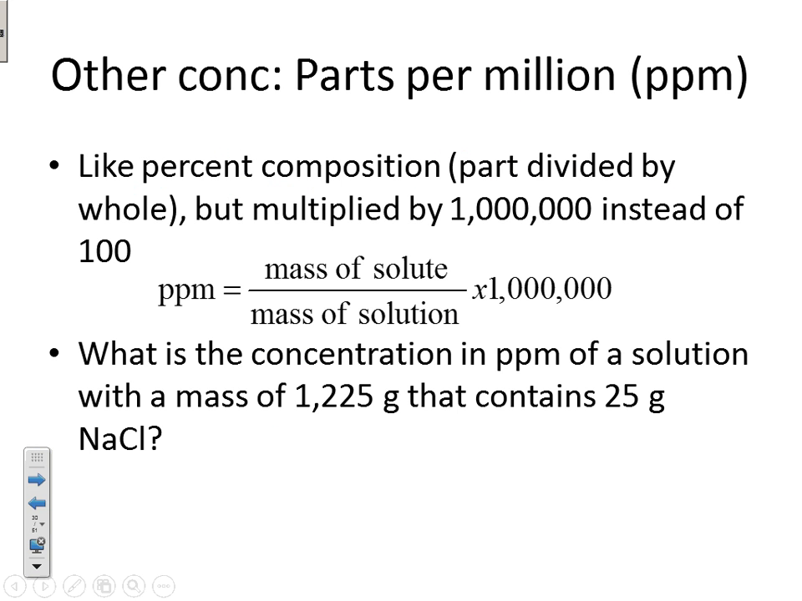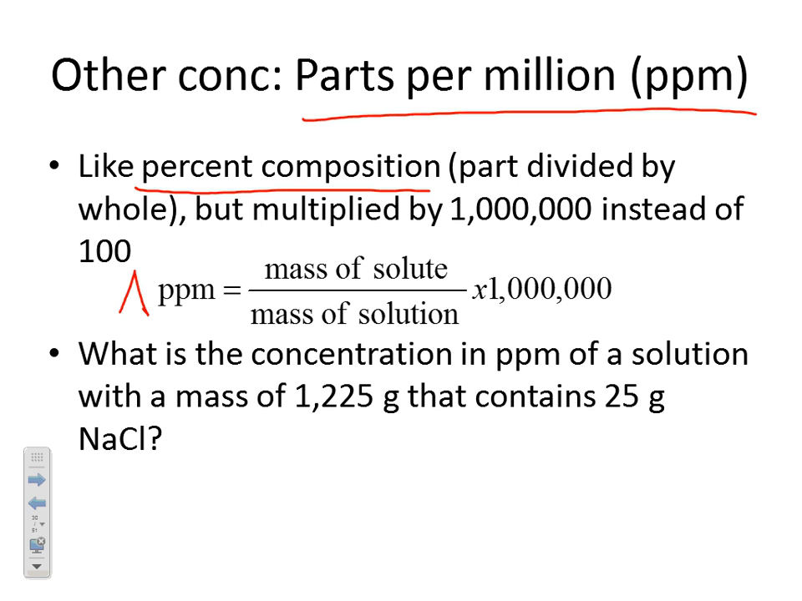We have one more unit for concentration, and that's called parts per million. You'll notice that that is on your reference table T, all the way on the back. Parts per million is almost exactly like percent composition. How do you find percent of anything? It's part over whole times 100, right? We've been doing that for a while. Part over whole. Parts per million is also very, very similar. It's essentially part over whole.